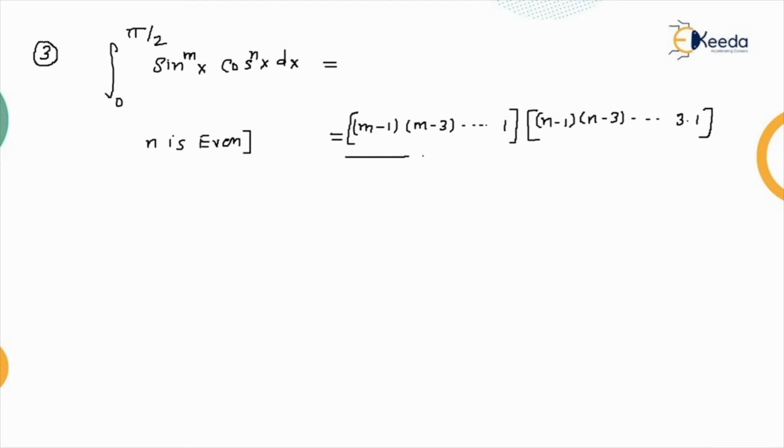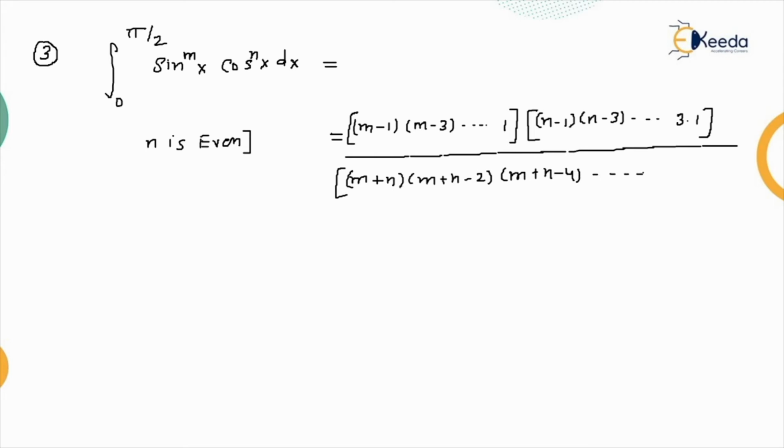As well as we can write out the value of the denominator, and that will be m plus n, the first term. The second will be m plus n minus 2, and the other term will be m plus n minus 4, and so on. You can just continue, and the last term will become 4 and 2. Now again, you can see the last will become 1 by 2. So if 1 by 2 will be there, you write the last term as pi by 2. Okay, it's just a way to remember, nothing else.